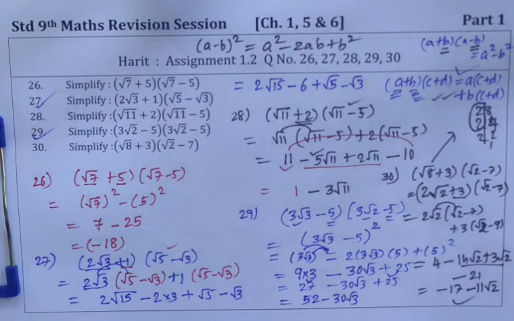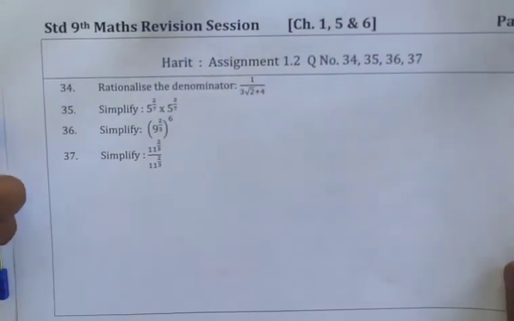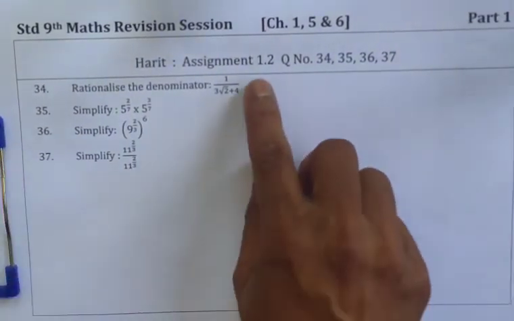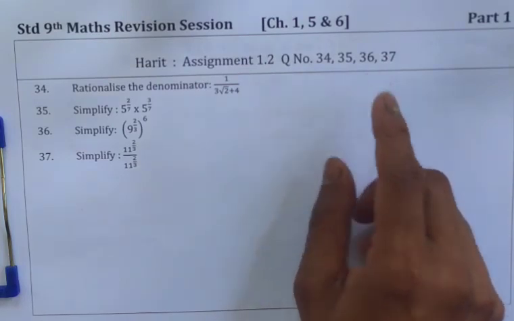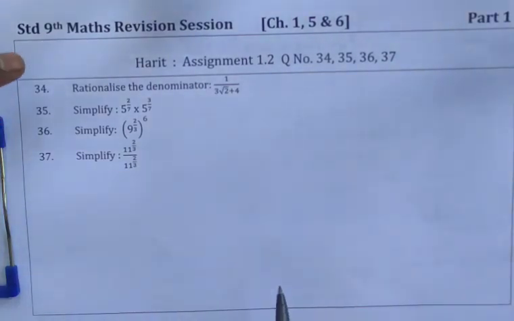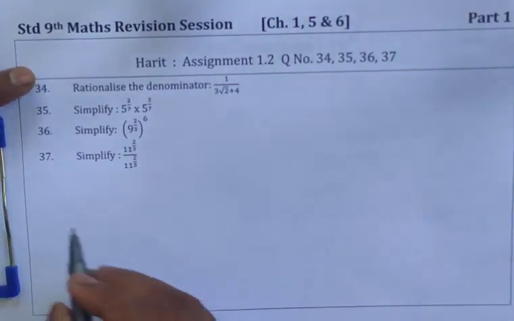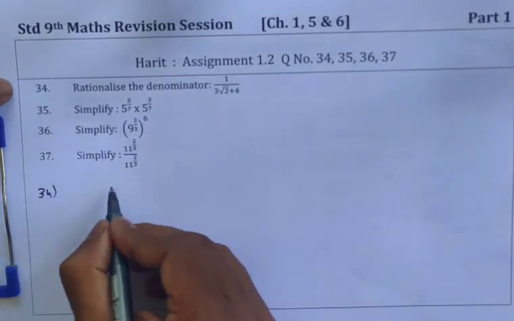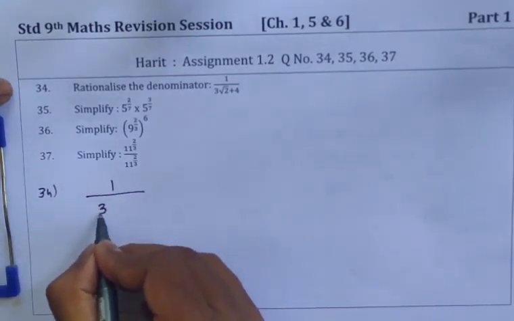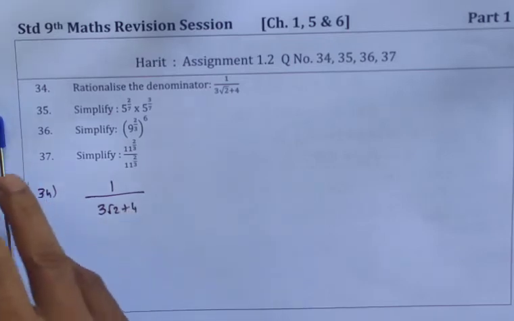Okay. Difficulties continue for Harriet. Here it is now. Assignment 1.2, question number 34, 35, 36, 37. All right. 34. Rationalize the denominator. 3 root 2 plus 4.